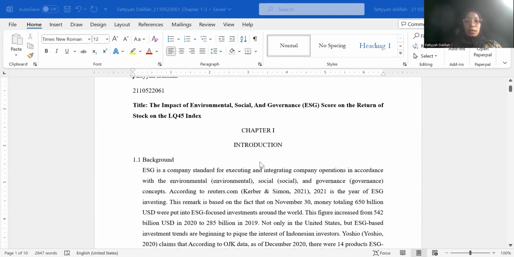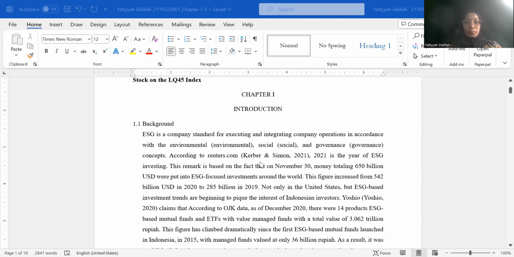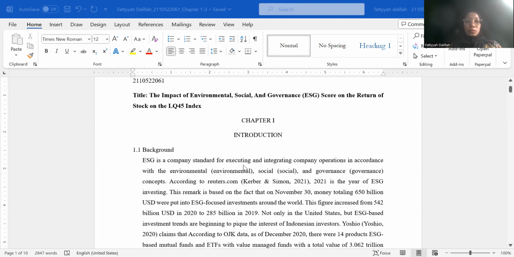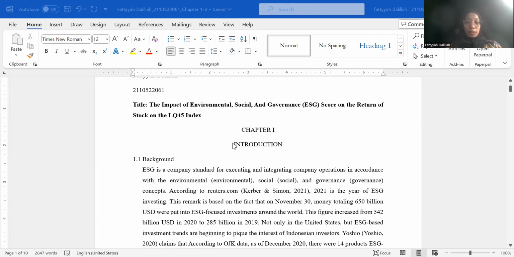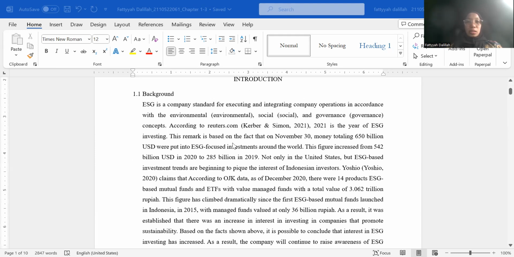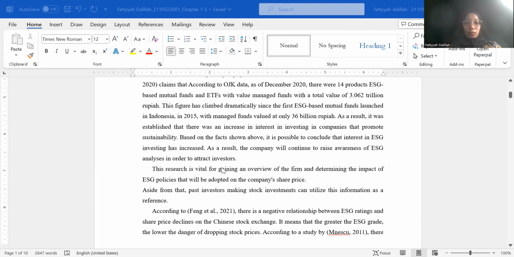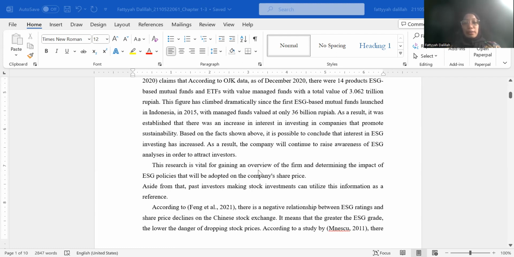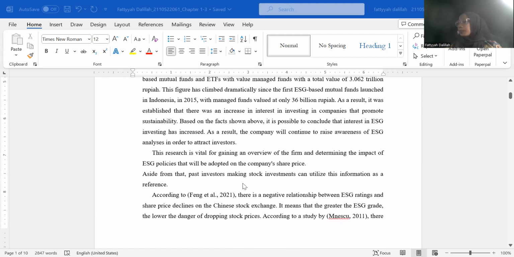At the beginning, I would like to give you the introduction and background, and why I chose this topic. ESG is a common company standard for executing and integrating company operations in accordance with the environmental, social, and governance concept. This research is vital for gaining an overview of the firm and determining the impact of the ESG policies that will be adopted on the company's share price.